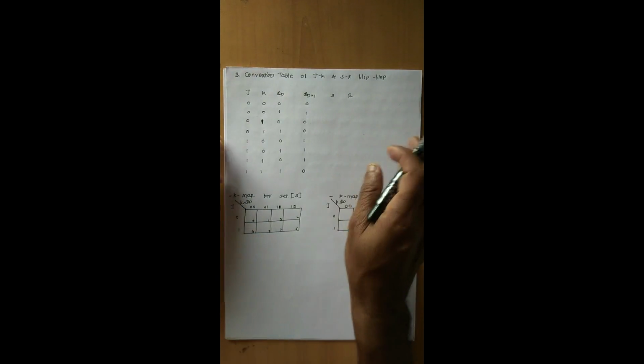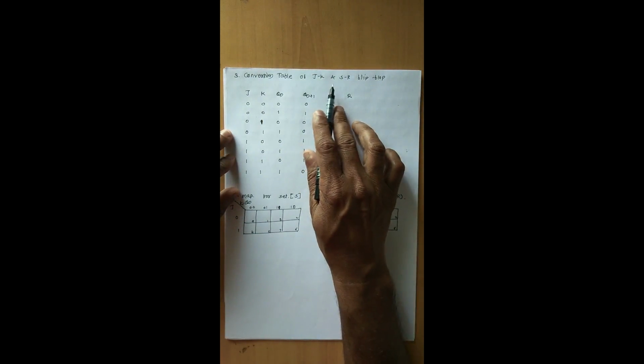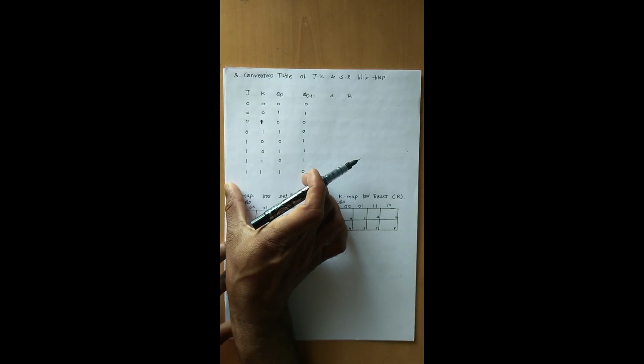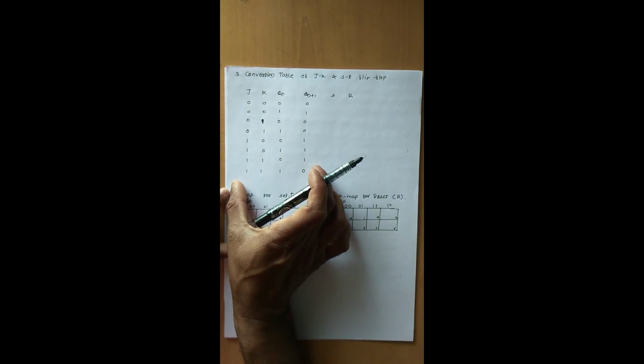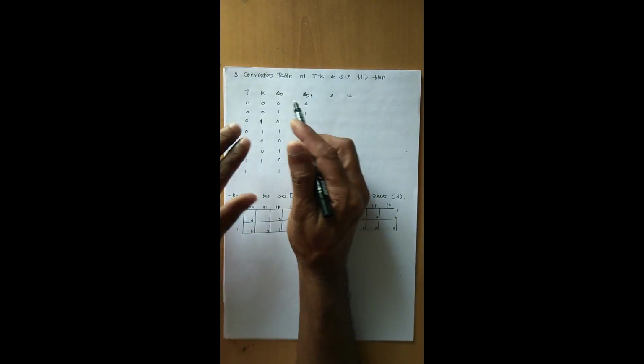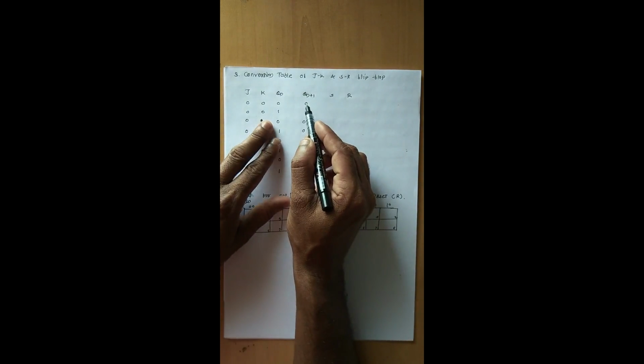Okay, then go through with the third step, write the conversion table of the flip-flops. So this is a conversion table of JK and SR. We only consider first write characteristics table of the JK flip-flop, which is right here. Then just copy the characteristic table of the JK flip-flop in this step.